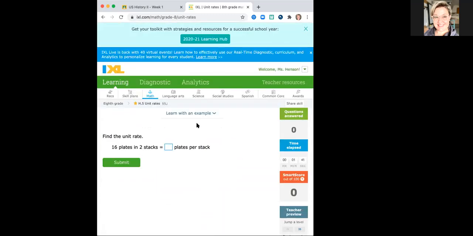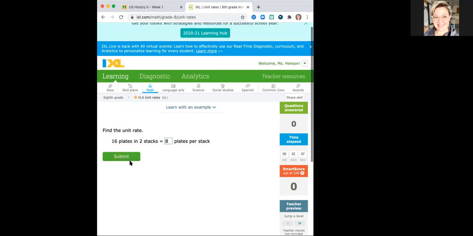So let's go ahead and look back. You may not need to write anything down for this. It's kind of up to you. But in this question, we want to find if there are 16 plates in 2 stacks, then how many plates are in each stack, assuming they're both equal. So in this case, we're taking 16 and dividing it by the 2 stacks to see how many are in each stack. We could do that with mental math and find that it's 8.